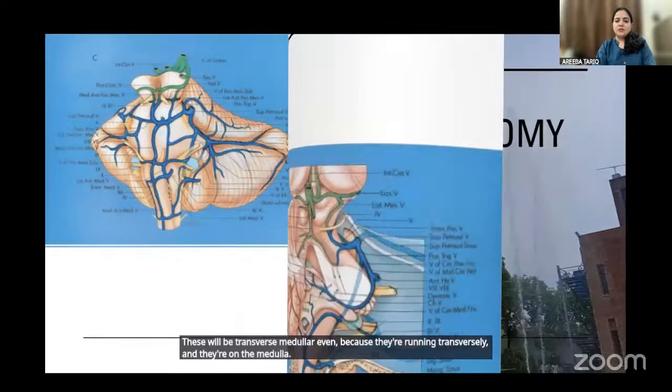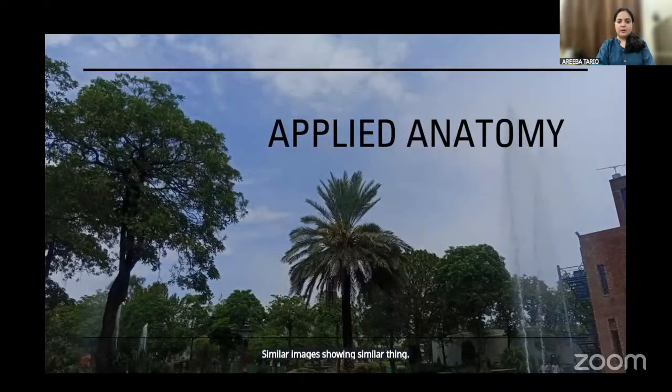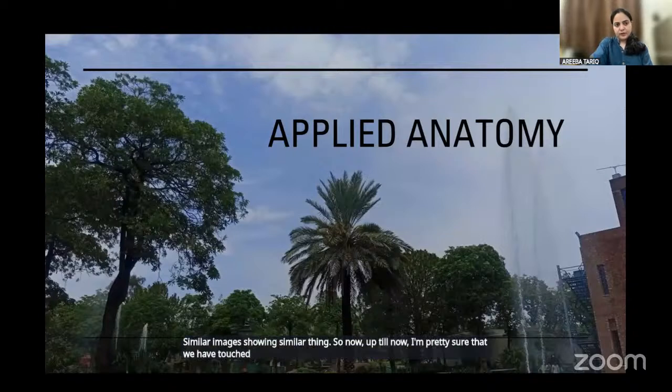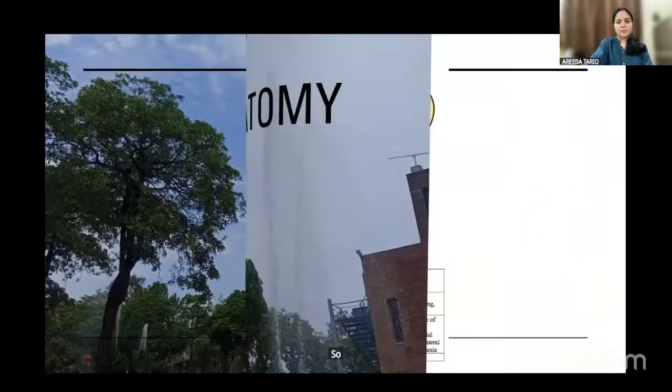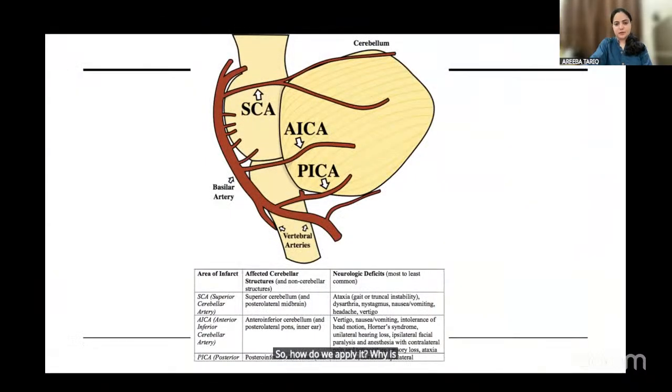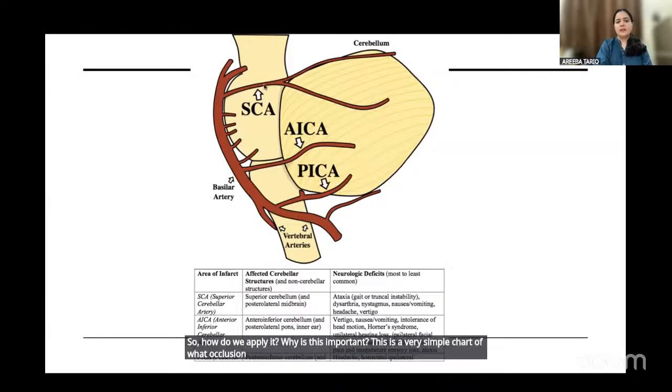Similar images showing similar things. So now, up till now, I am pretty sure that we have touched a lot of arterial anatomy and venous anatomy. So how do we apply it? Why is this important? This is a very simple chart of what occlusion of a simple artery can lead to.